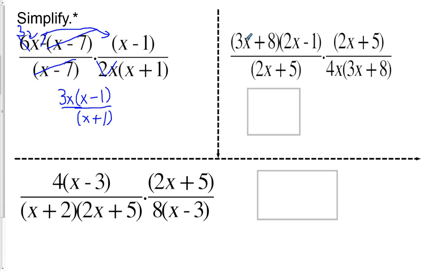Next, we've got 3x plus 8, 2x minus 1. This one over here, I'm not going to read every single letter number. So we got 3x plus 8, 3x plus 8, cancel. 2x minus 1, still there. 2x plus 5, 2x plus 5, we got a match there. And a 4x. So I've got 2x minus 1, 4x.